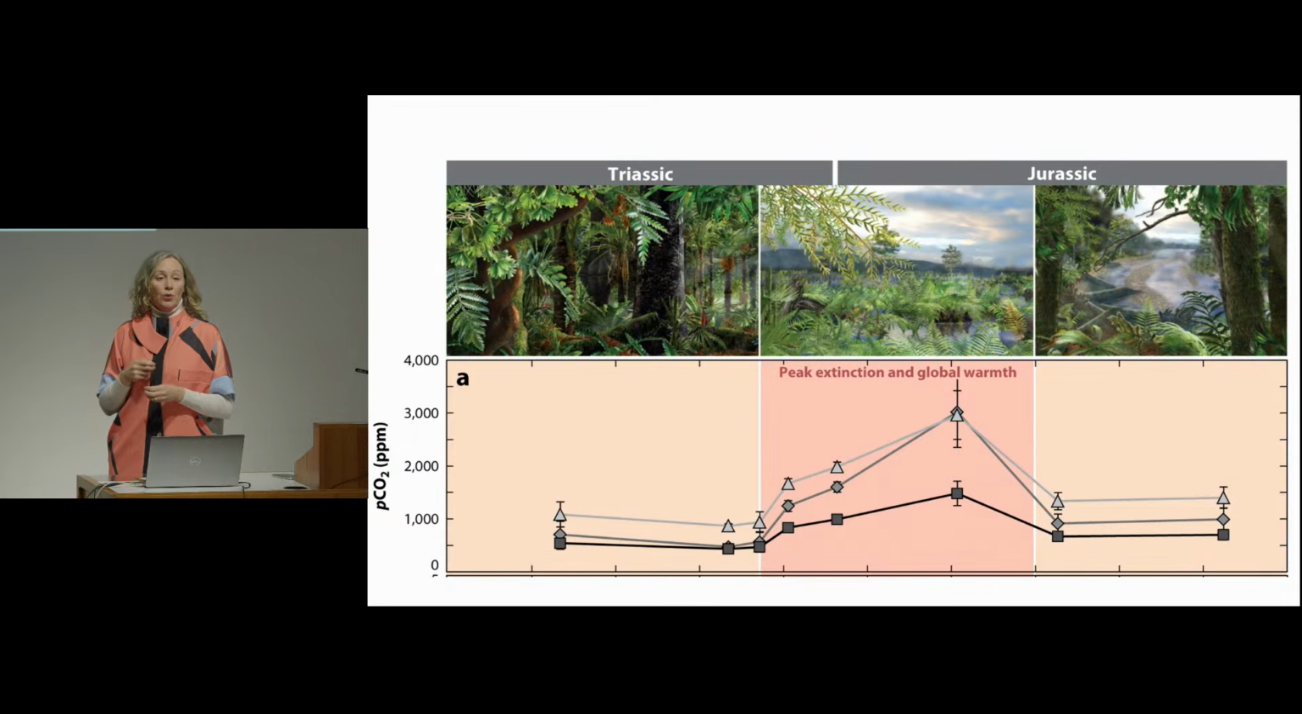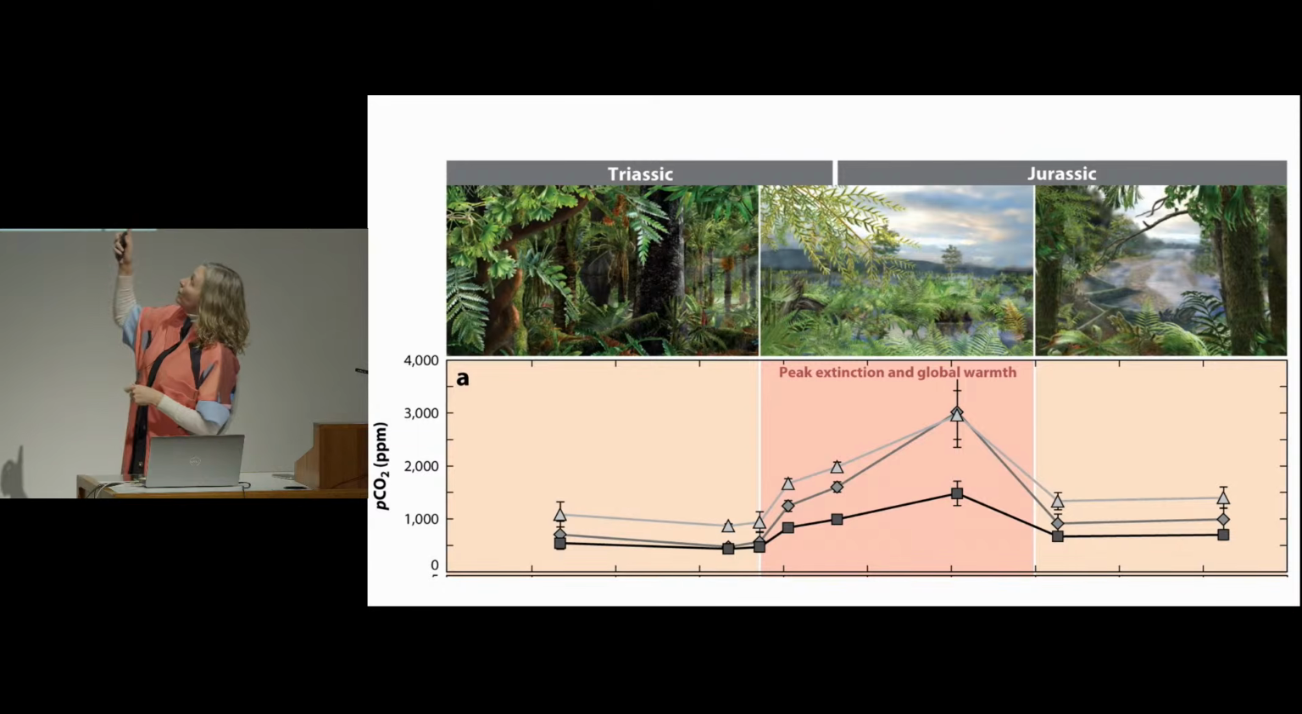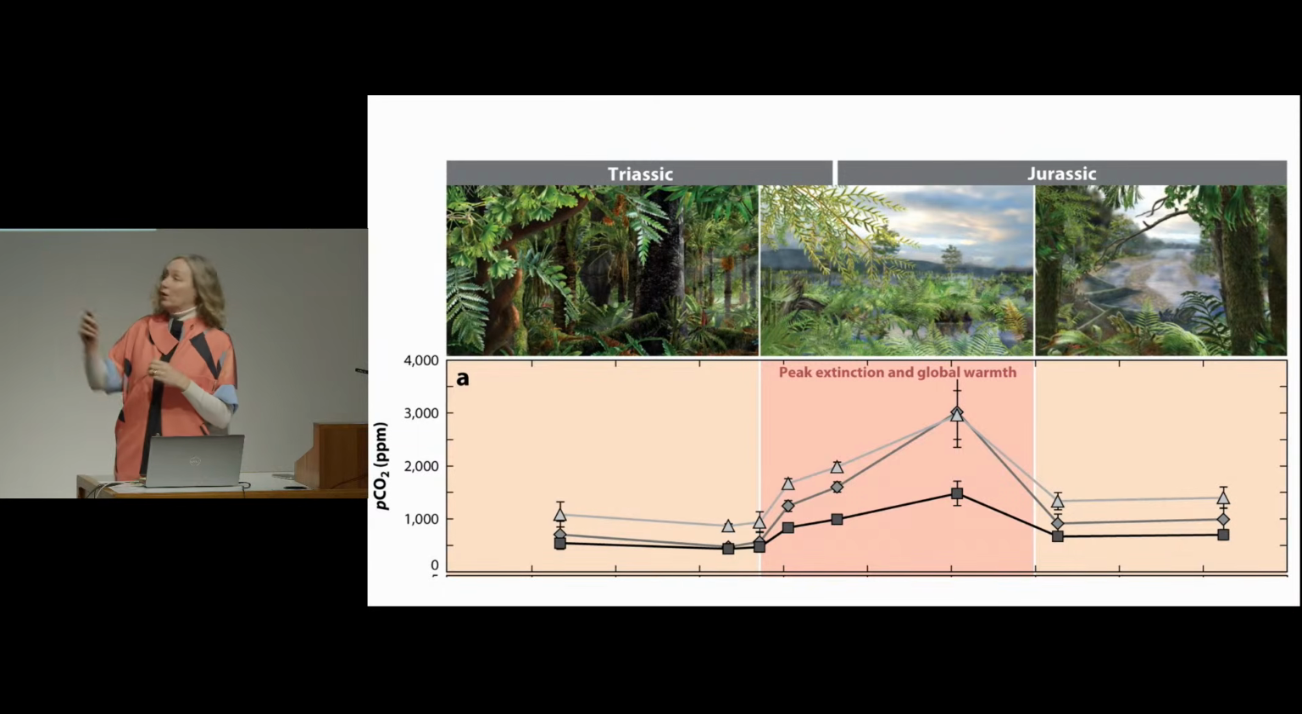So what I was saying from these studies is that plants are incredibly resilient. This is an extreme global warming event in Earth history, and yet forests, complex forests, re-emerged. It did take a long time, though. It took a good few 100,000 years. And many of the trees were related to those that were present in the Jurassic.